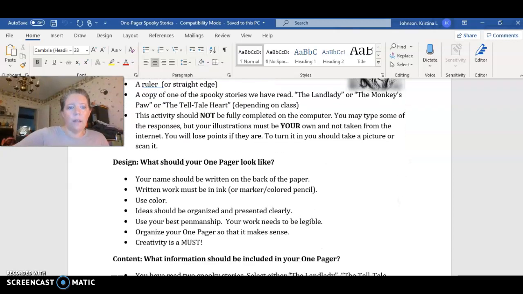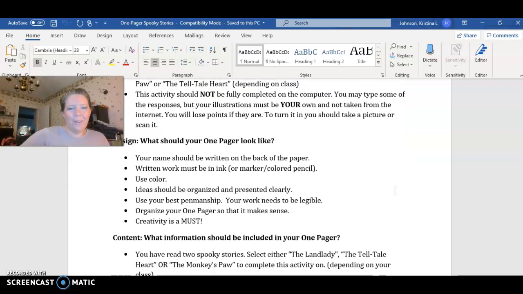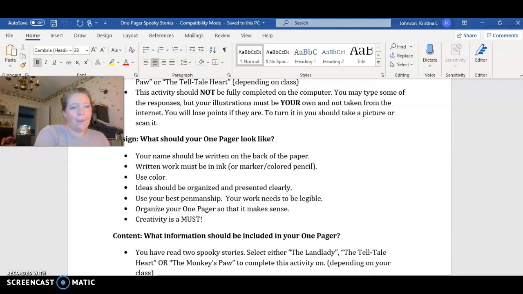So what should it look like? Don't worry about your name being on the back of the paper because I'm not going to get to see it anyways. So you should have it written in ink. It should be in colored pencil, or you should use a marker or colored pens or just regular ink. But I do need it to be colorful.